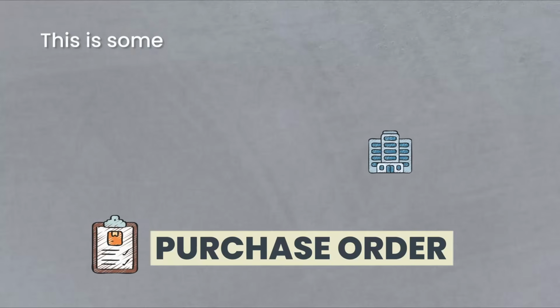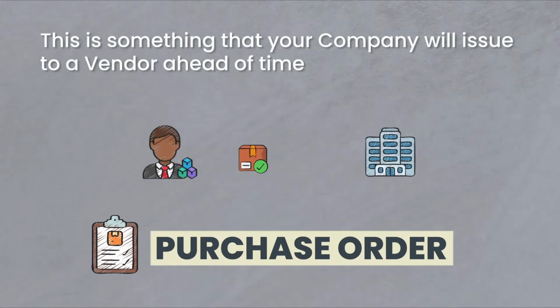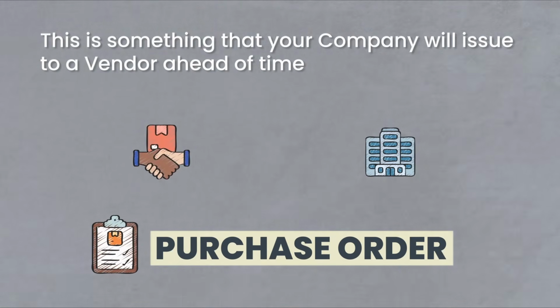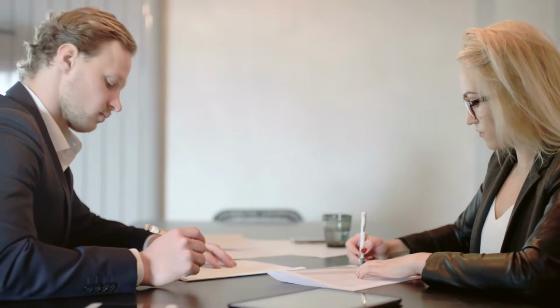And then you may also hear the term purchase order. This is something that your company will issue to a vendor ahead of time to show an authorization to do business together. Now, this can be backed up with a sales agreement signed by a different department head in your business. And as we'll talk about soon, these two documents will be crucial to ensure that the accounting function can process payments for only the approved bills.